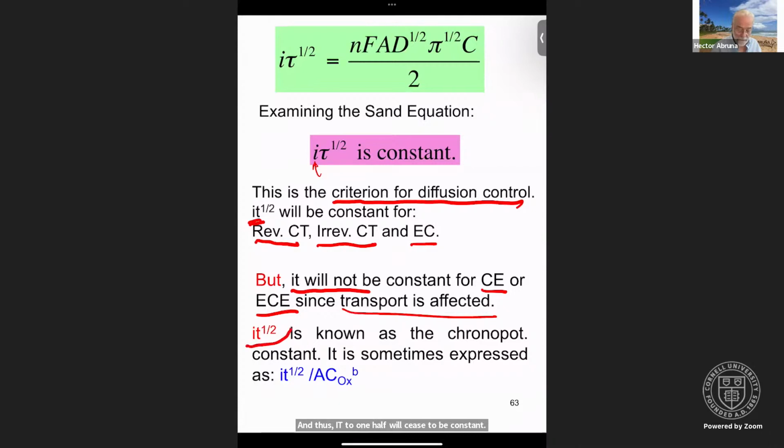I tau to the 1/2 is known as the chronopotentiometric constant for good reason. Very often it's expressed in this fashion to basically normalize for area of the electrode and bulk concentration. And so it makes it easier to compare different systems.